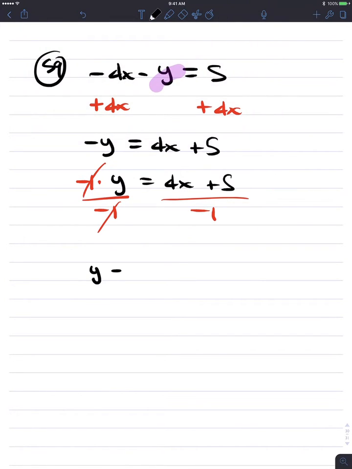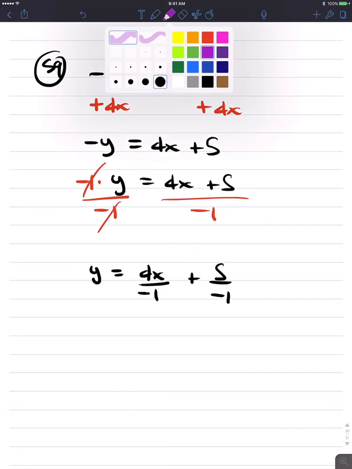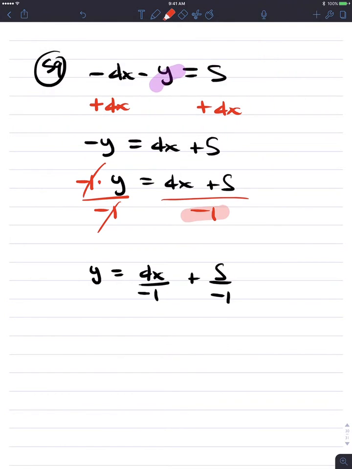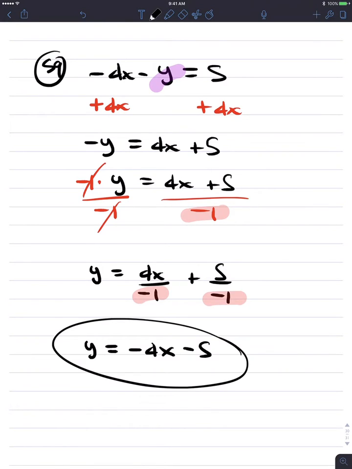We end up with y being 4x divided by negative 1 plus 5 divided by negative 1. The negative 1 is dividing both terms. Positive divided by a negative is a negative. Positive divided by a negative is a negative. It's number 59.